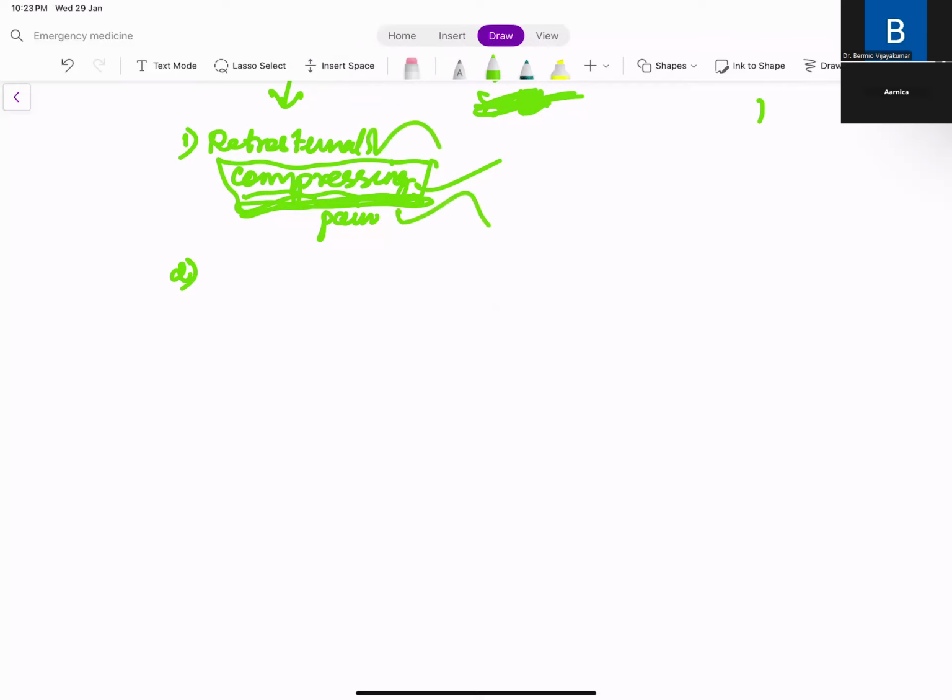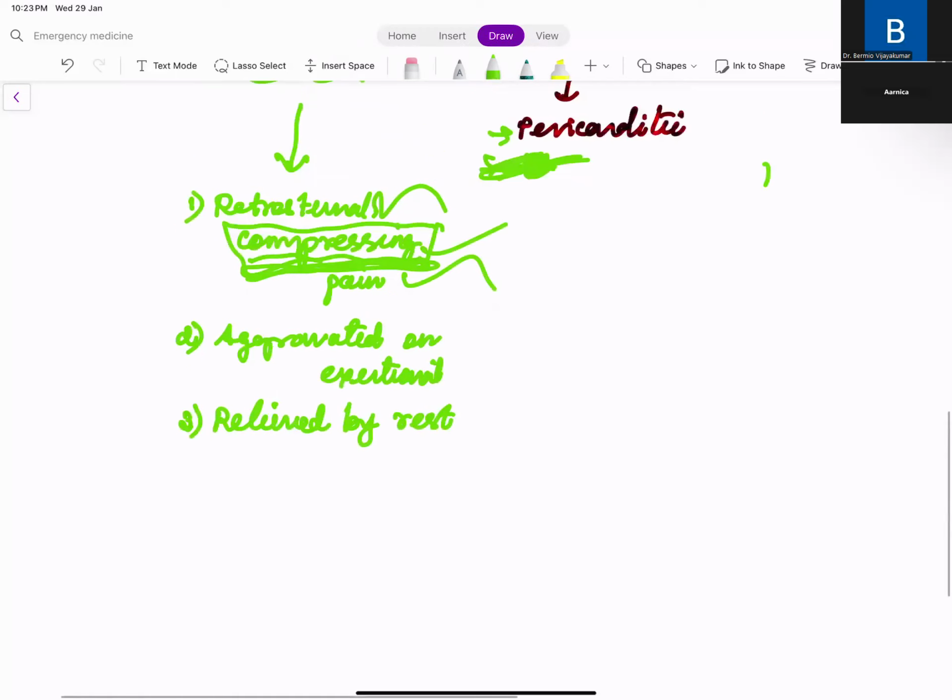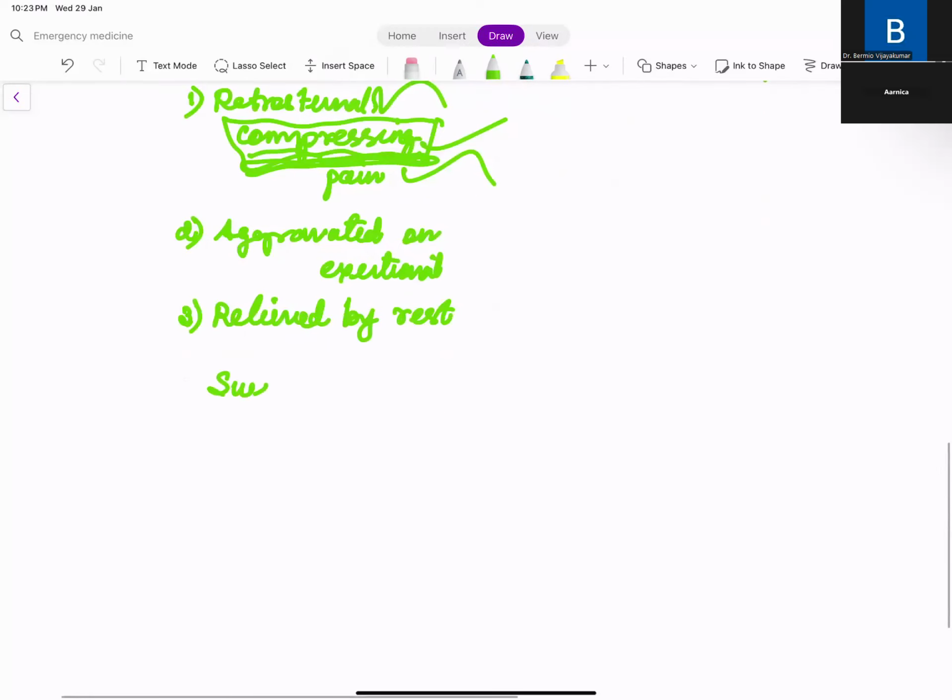So retrosternal compressing type of pain, which is aggravated on exertion. Exertion can be even just walking, or for a person who is accustomed to walking, running, anything which they are unaccustomed to. So retrosternal, aggravated on exertion and relieved by rest. There are a few other features also. For example, any chest pain associated with sweating, palpitation, or giddiness, that is syncope. If these features are associated, or there is a history of risk factors.